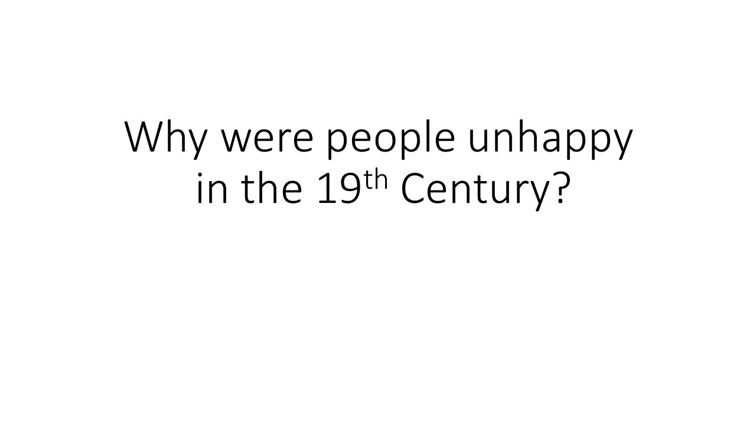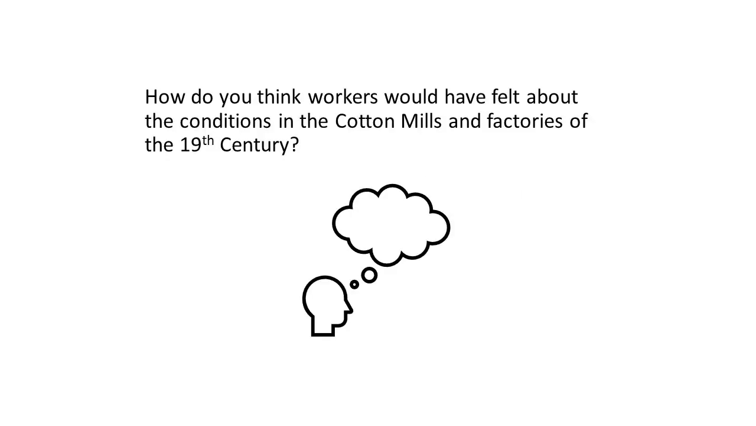And the first thing I want you to do is I want you to think for a moment. Thinking back to the work you've done about life in the cotton mills, how do you think workers would have felt about those conditions in the cotton mills and factories of the 19th century? So press pause on the video and add 2 or 3 words which would describe how people felt. Now you might have come up with words such as sad, angry, worried. Generally people wouldn't have been happy in those conditions.